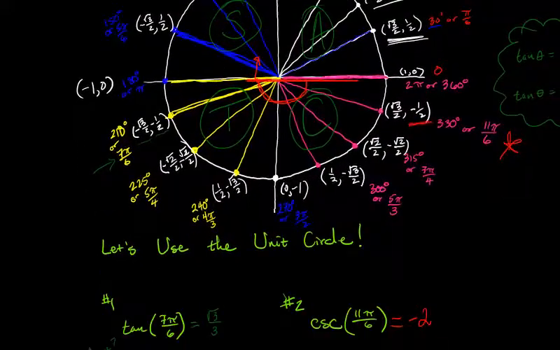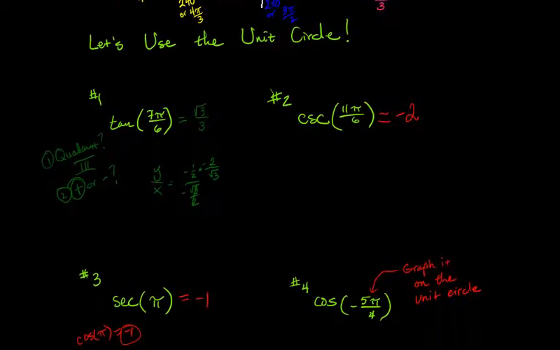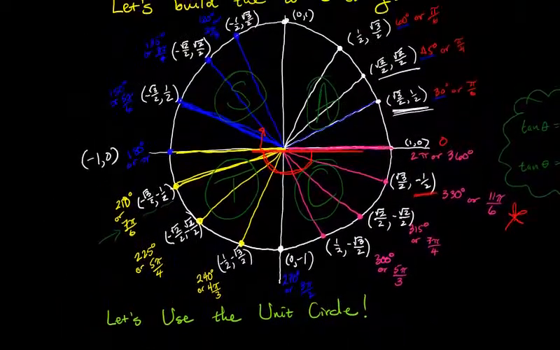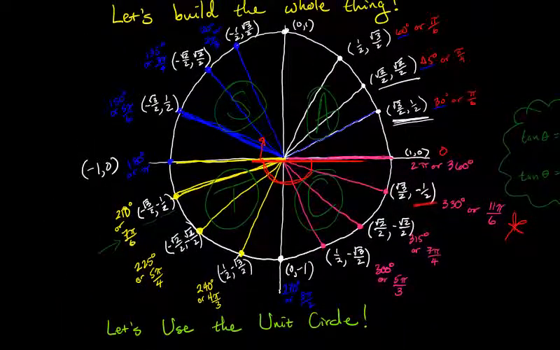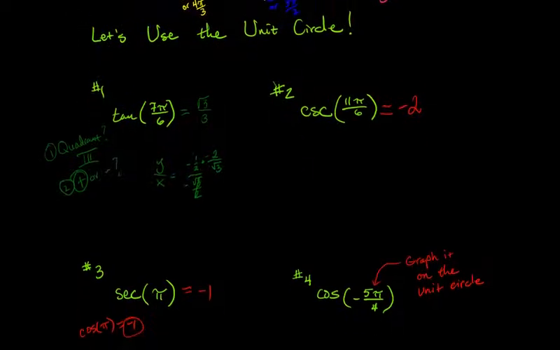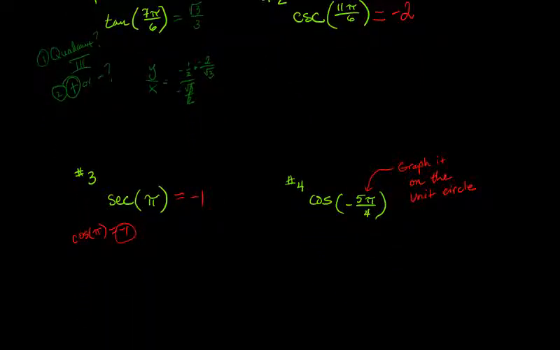And so now I'm looking for the cosine, so that would be the x value. And as I find it at 3 pi fourths, the same as negative 5 pi fourths, it would be negative root 2 over 2. So this thing would equal negative root 2 over 2. All right, and that's how you build the unit circle. That's how you use it.